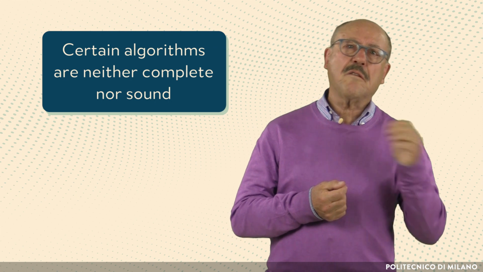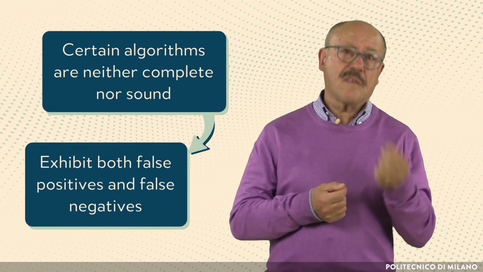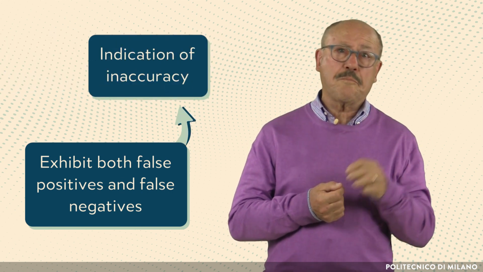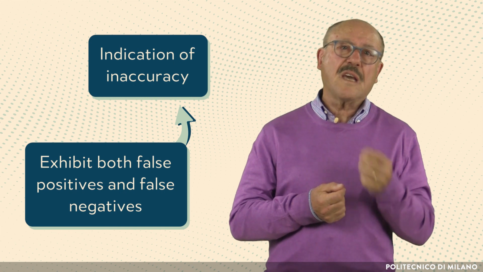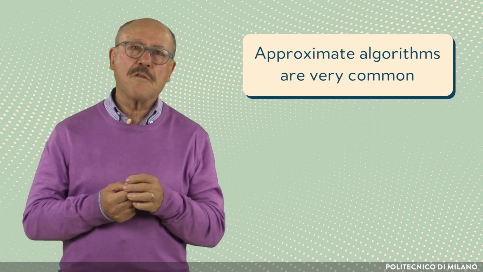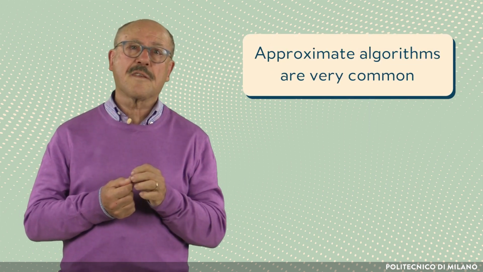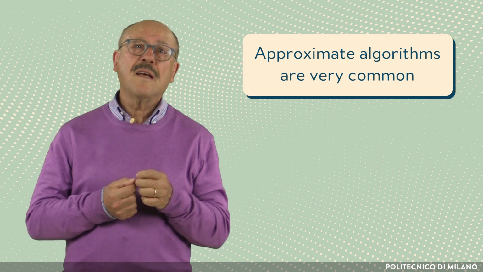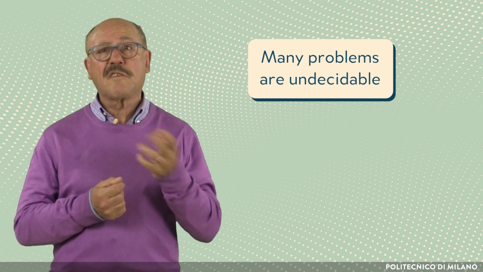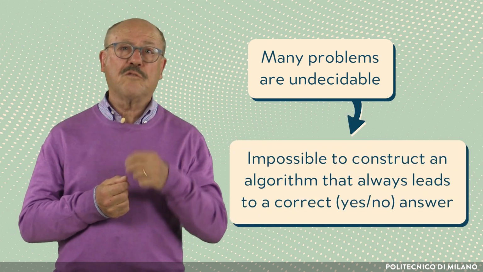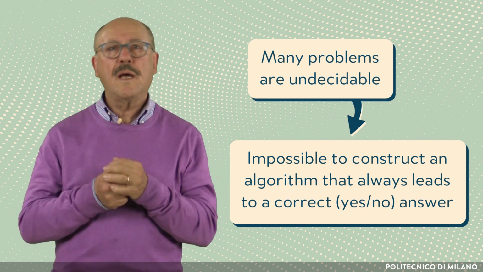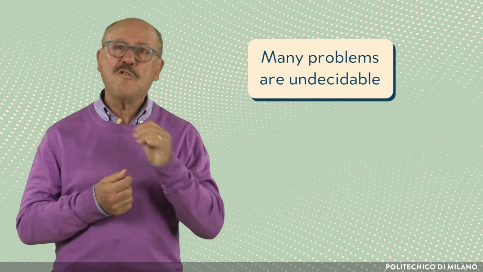Certain algorithms are neither complete nor sound, and thus exhibit both false positives and false negatives. The number of false positives and false negatives is an indication of the inaccuracy of an algorithm. Approximate algorithms are very common in informatics. A very important reason is that there are many problems that are undecidable. An undecidable problem is a decision problem for which it is impossible to construct an algorithm that always leads to a correct yes-no answer. Undecidable problems are ubiquitous.